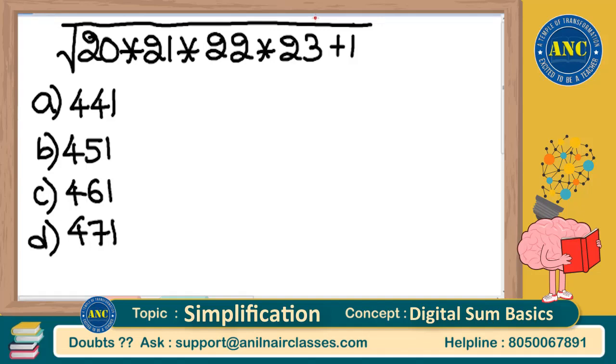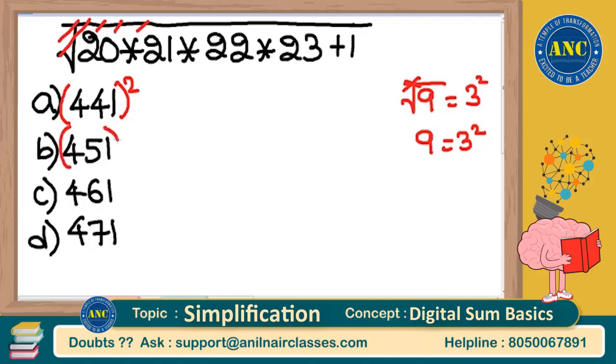Now, whenever you have a square root, to apply digital sum, suppose for example the square root of 9 is 3. What I will do is remove the square root and put a square on the other side. 9 will be equal to 3 square. Same thing I will do here. I will remove the square root and put a square on each and every option. Now there is no square root in my question.